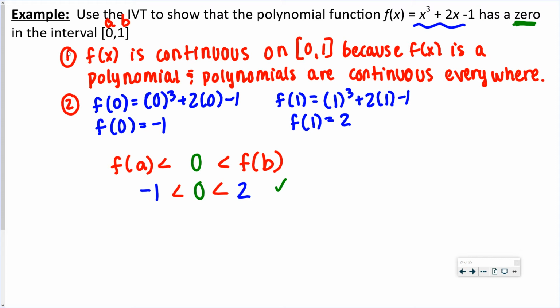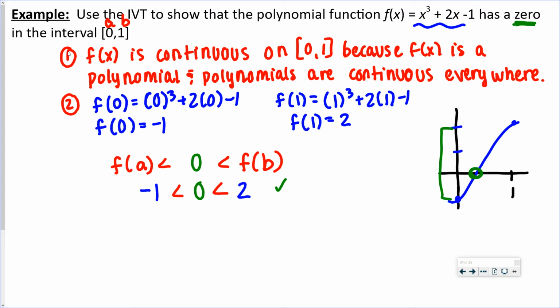Now, I'll draw a quick sketch for you guys. What we basically just found, let's say this is, well, I'll use the exact numbers here, 0 to 1. We just found f of 0 is negative 1. f of 1 is 2. So since it's continuous, and since 0, that's what we have to show, 0's in between negative 1 and 2, there has to be some point where we have a 0, where we have an x-intercept. That's what the intermediate value theorem says.